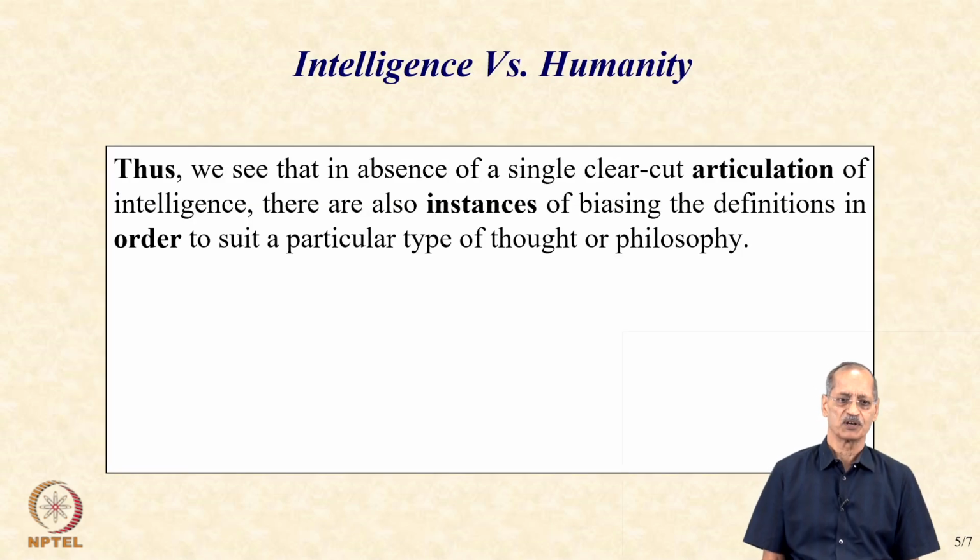And that brings us to this important conclusion, that in the absence of a single clear-cut articulation of intelligence, there are also problems. I want to bring out a particular instance of a bias that has also been seen in the definitions in order to suit a particular type of thought or philosophy. I mean, people can always use these kinds of categorizations to suit their own thought processes.